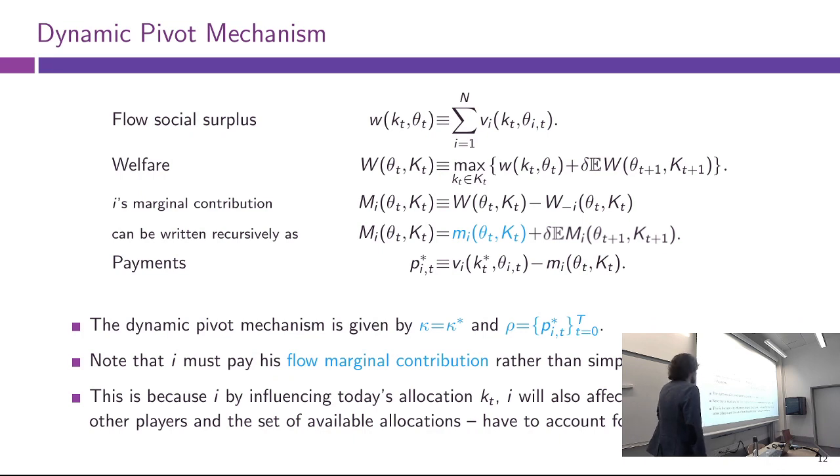Okay. And once we have done all that, we will be able to conclude how the dynamic pivot mechanism looks. So it will be given by the efficient allocation rule kappa star that we have computed previously, and by this payment scheme composed of these P_I,t stars.